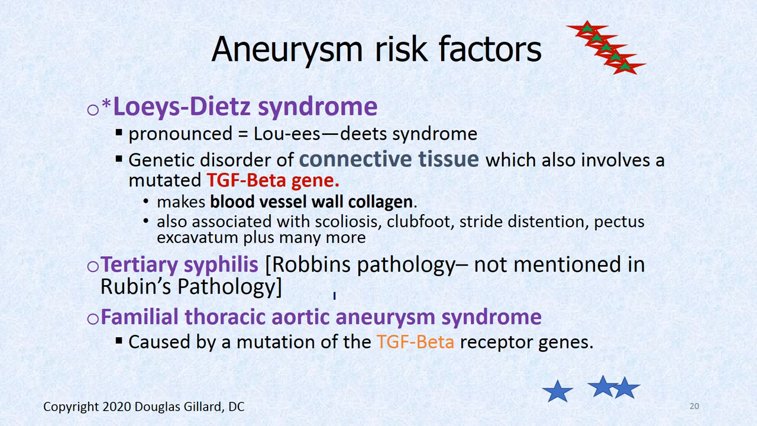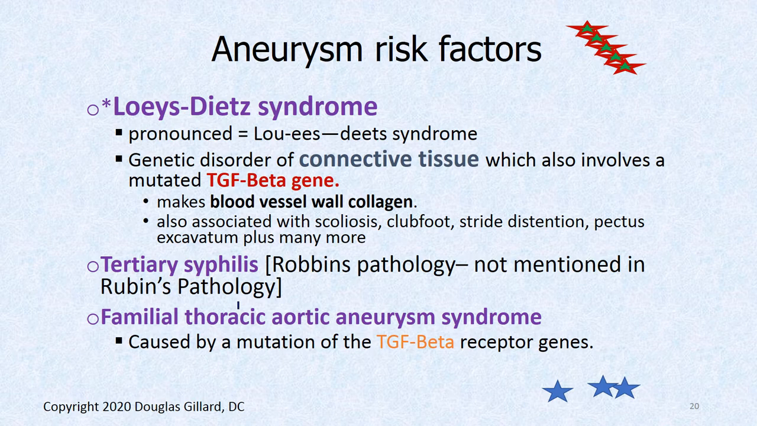Another one is Loeys-Dietz syndrome. That is another mutation which involves the transforming growth factor beta gene. That gene gives rise to another type of collagen that is important in blood vessel walls. Remember that tunica media showed you that's kind of slinky, how many different collagens there are in there? This one's also associated with other skeletal deformations like scoliosis and clubfoot. Some research suggests that people with mutated transforming growth factor beta genes also have an increased chance for striae distensae. But I think of it more as skeletal problems, scoliosis, clubfoot, pectus excavatum, and there's a whole bunch more of this stuff.